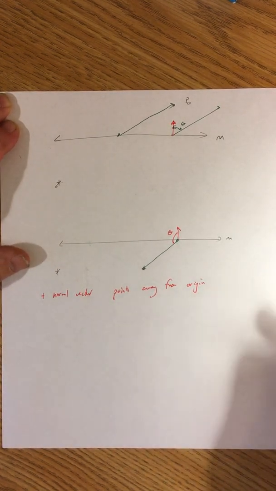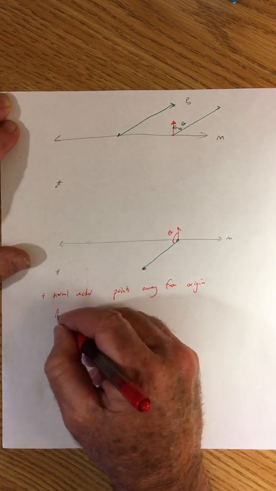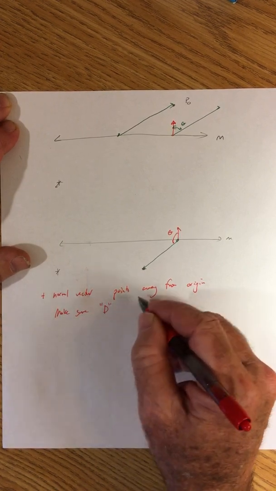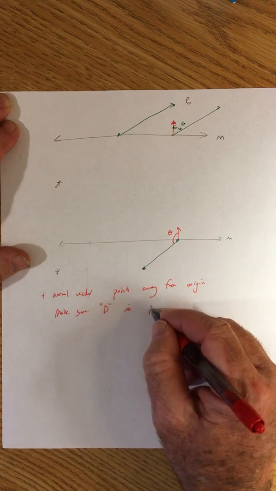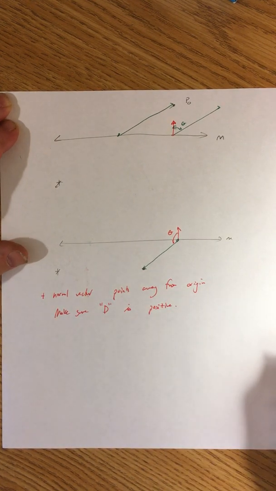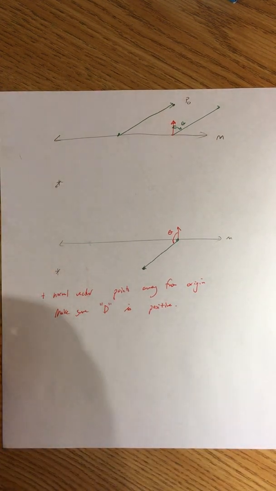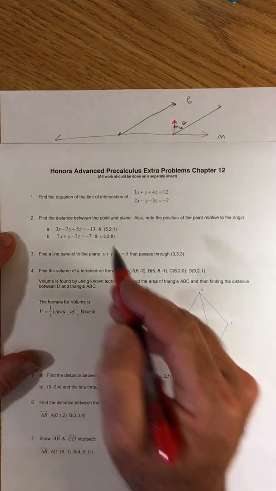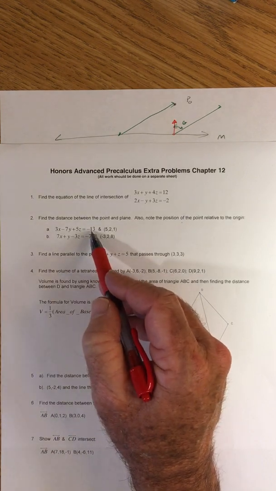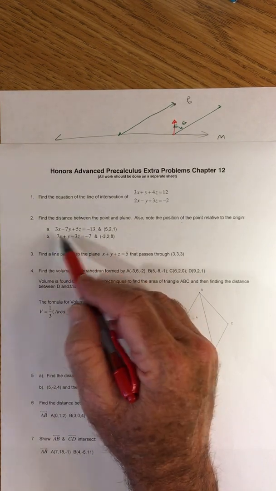You find the positive normal vector by making sure that the D in the equation of the plane is positive. For example, in one of our homework example problems we're going to do in a second, this D is negative. Well, you have to change that D to positive, and then you can get the positive normal vector.